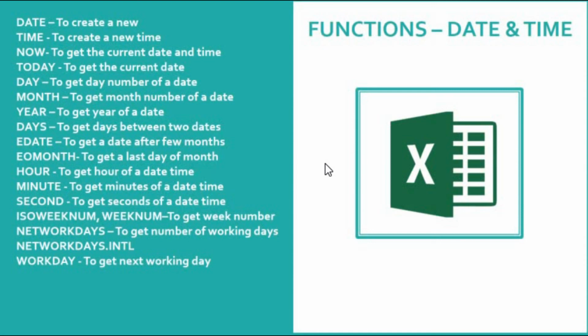NETWORKDAYS is to get the number of working days between 2 dates considering Sunday and Saturday as weekends. NETWORKDAYS.INTL is to get the number of working days between 2 dates with specific weekends. WORKDAY is to get the next working day after specific days considering Sunday and Saturday as weekends. WORKDAY.INTL is to get the next working day after specific days with specific weekends.